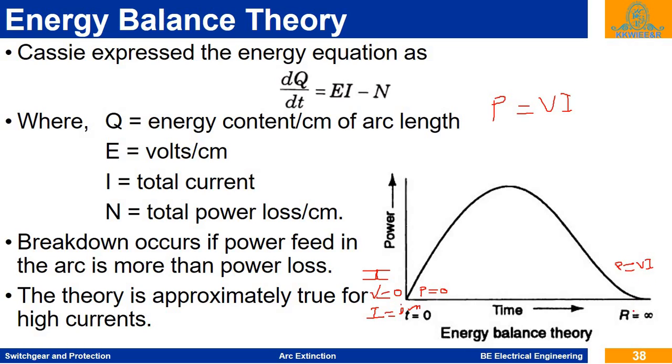And at the instant the contacts are separated, the resistance is very high. Because of this high resistance, the magnitude of current flowing is 0 or very negligible. So at this instant, the power input is less than the power loss. This power input is not sufficient for the power loss, and the arc is extinguished. So this is the energy balance theory developed by Cassie.